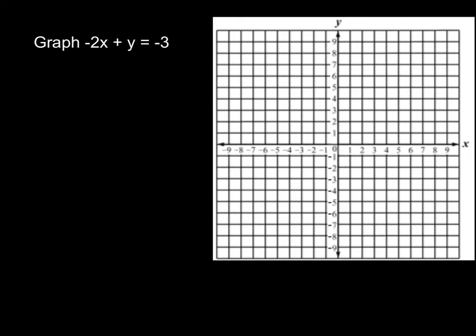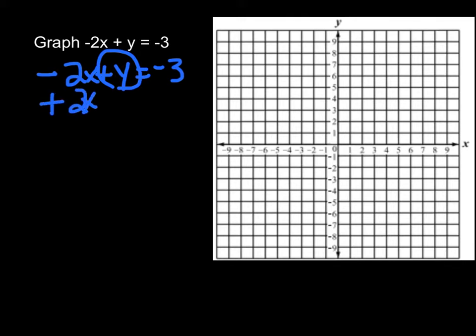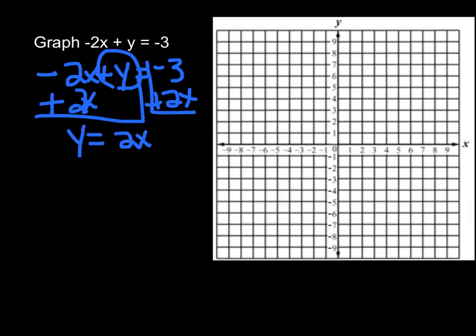So if we have -2x plus y equals -3, we need to solve for y. We need to put it in y equals, which means we need to take the -2x and put it on the right side. So we're going to add 2x. If we add 2x to the left side, we need to add 2x to the right side. So that is going to give us y equals 2x minus 3.